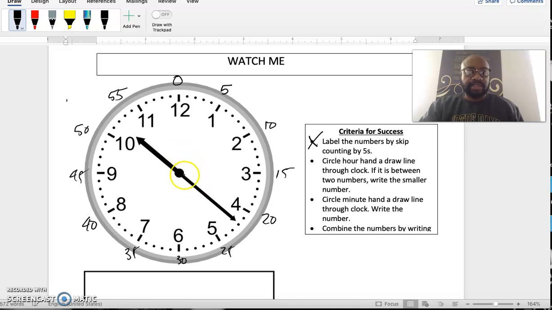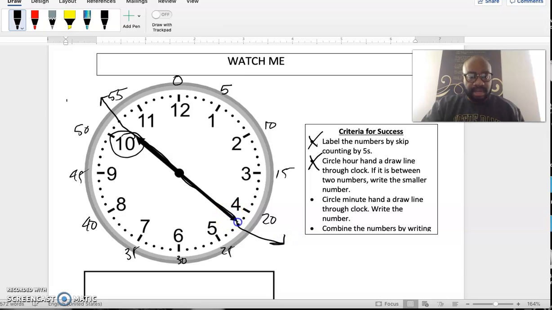It says the hour hand, which is the short hand, draw my line through. I'm noticing that the hour hand is between 10 and 11, so I'm going to lean back and take the smaller number, so the hour is going to be 10. Cross that out.